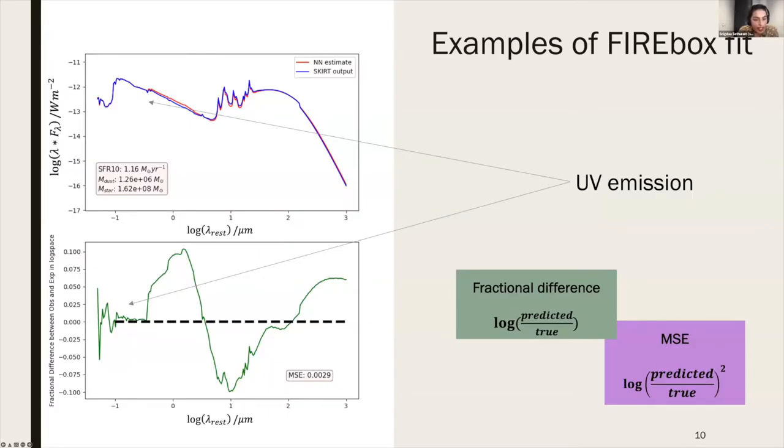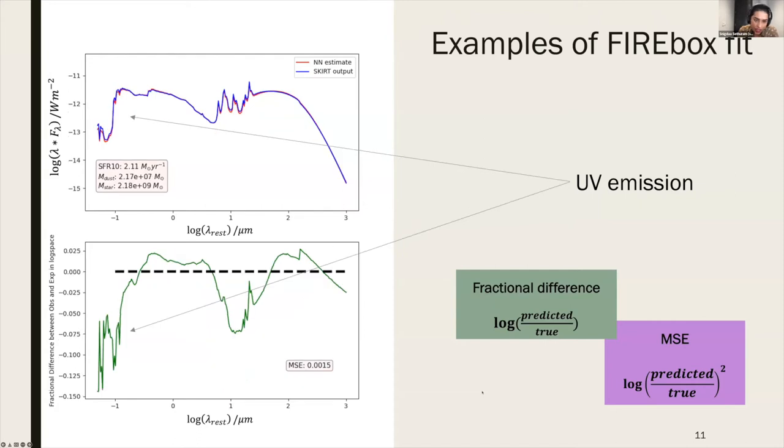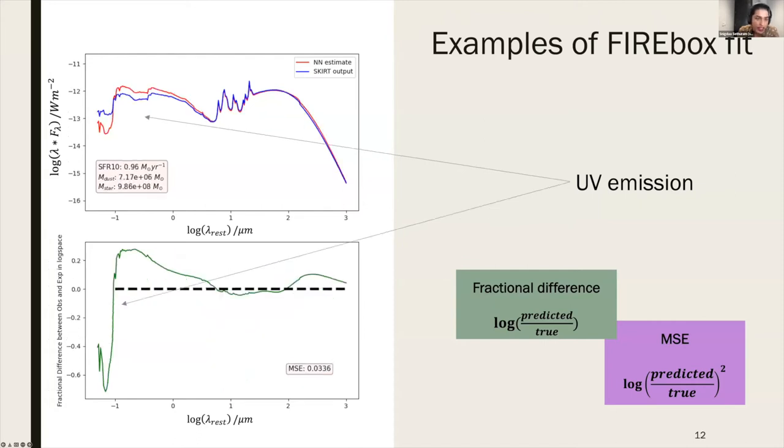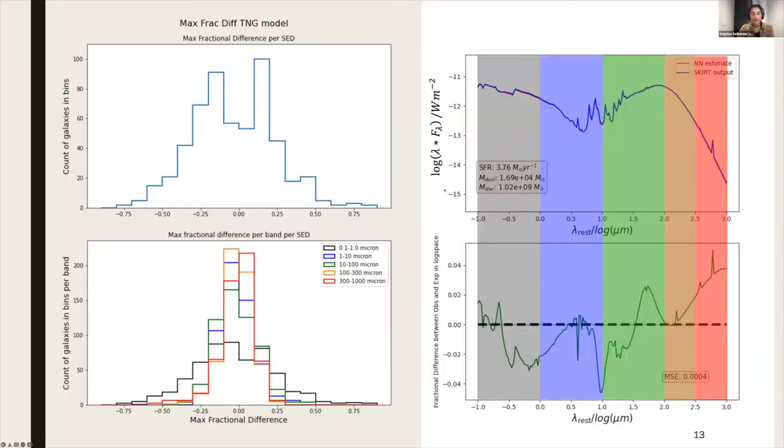Here are some FIREbox fits as well. Again, the top, the SKIRT, and the neural network, and then the fractional difference on the bottom. And again, you can see that the UV error can be higher than the IR. And again, this is one where the UV is very obviously a higher error.